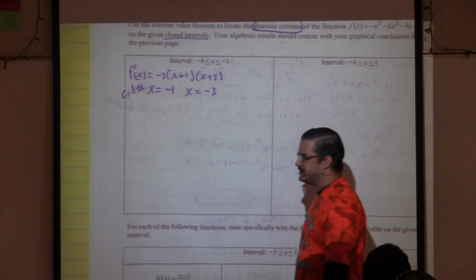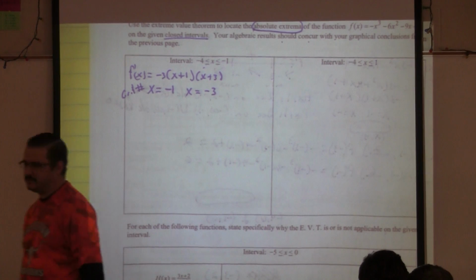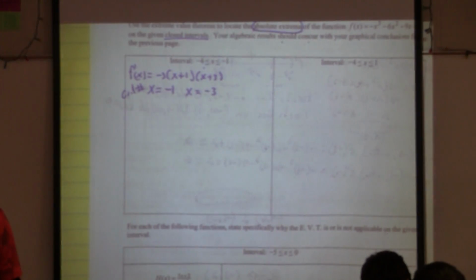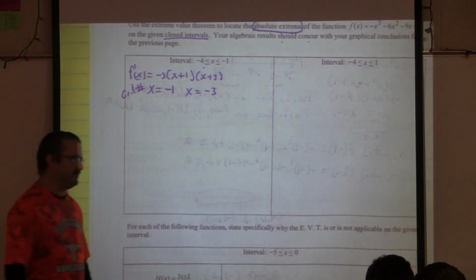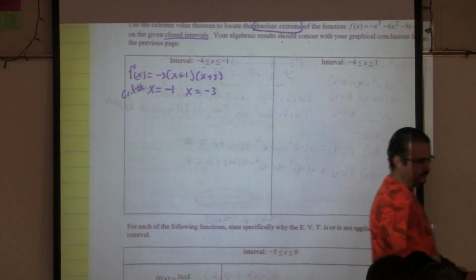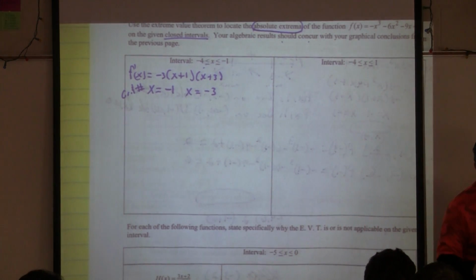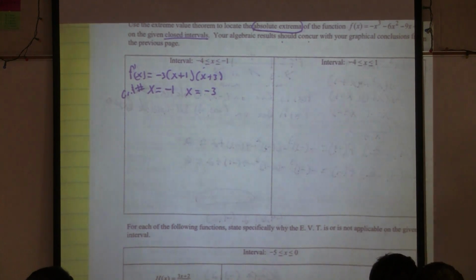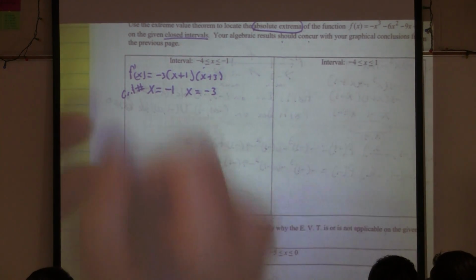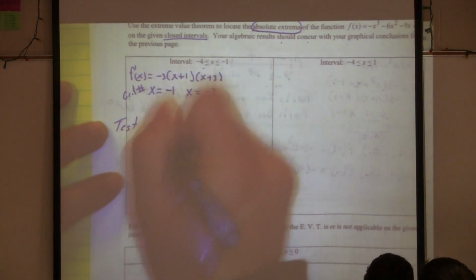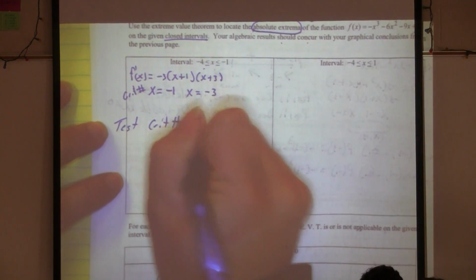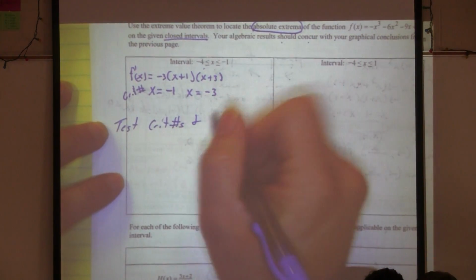So now how do I see which one's the absolute max and which one's the absolute min? What do you think I have to do with those numbers to figure that out? A sign line? No, that would be for relative maximum. Very good, okay, I have to what? Good job, bro. Test my critical numbers and which other ones?